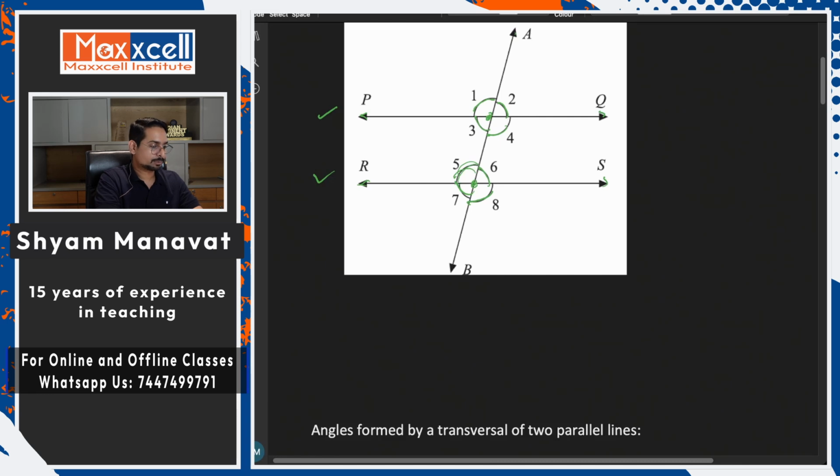Corresponding angles here will be: 1 has a corresponding angle with 5. How will you identify this? You have two parallel lines here and a transversal here. The angles are on the same side, corresponding: 1 here and 5 here.